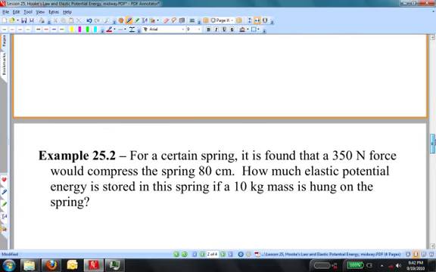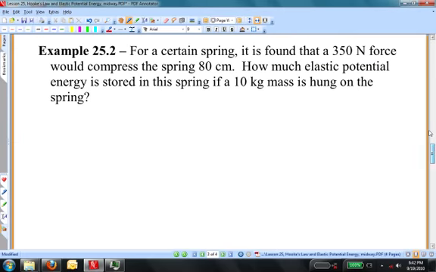With this background, we're now ready to attack some numerical problems, and we'll look at some examples from your text. The first example is 25.2. For a certain spring, it is found that a 350 Newton force would compress the spring 80 centimeters. How much elastic potential energy is stored in this spring if a 10 kilogram mass is hung on the spring?